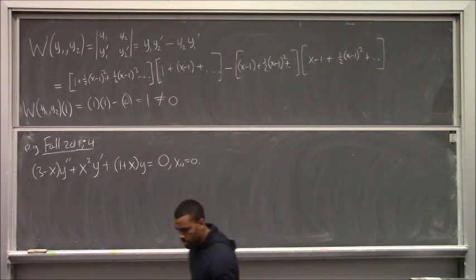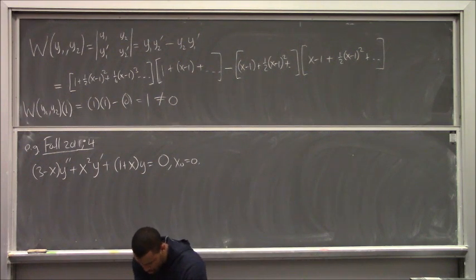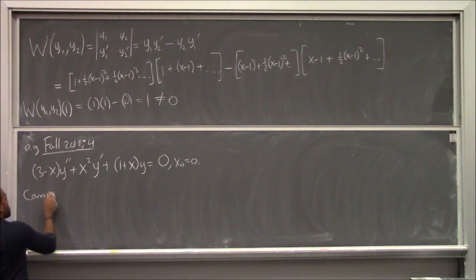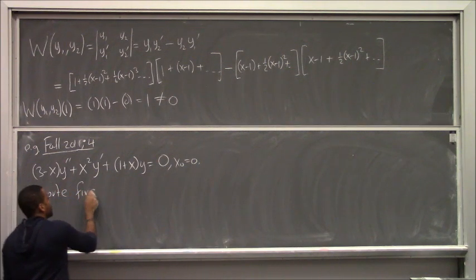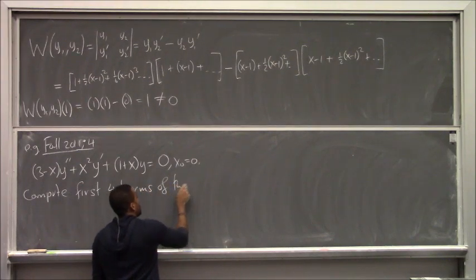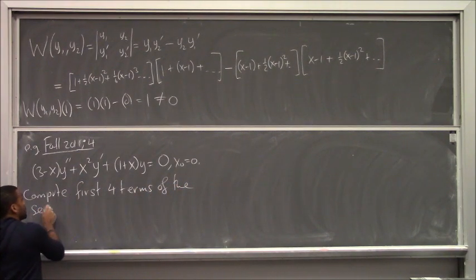Okay, so this specifically said find the first 4 terms. So it says compute the first 4 terms of the series solution centered at x equals 1.